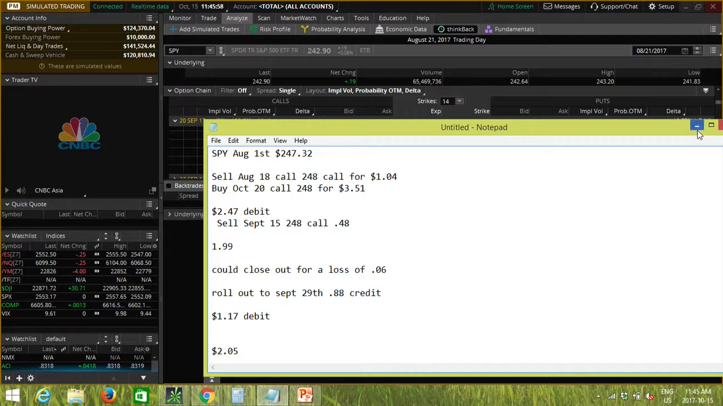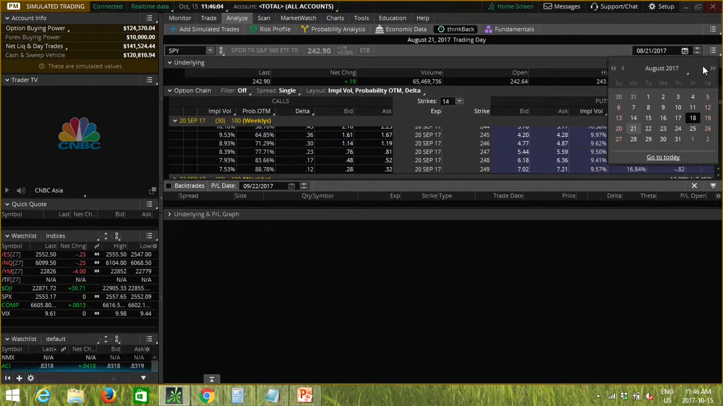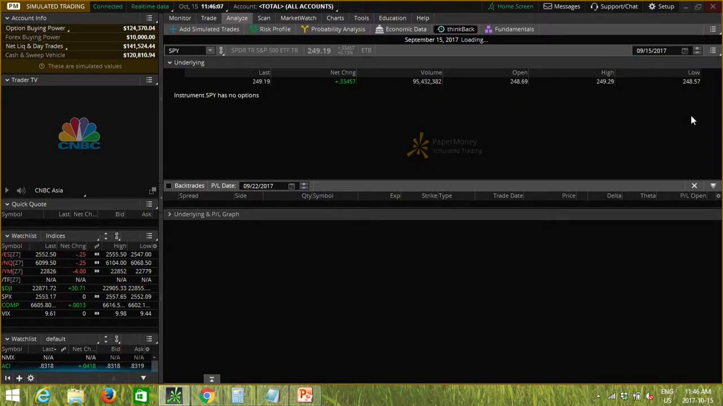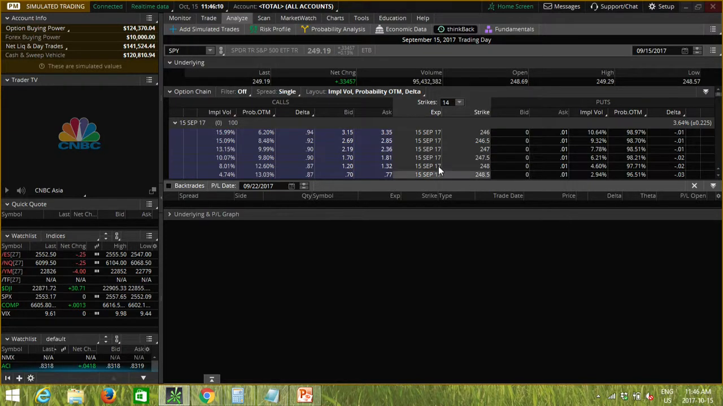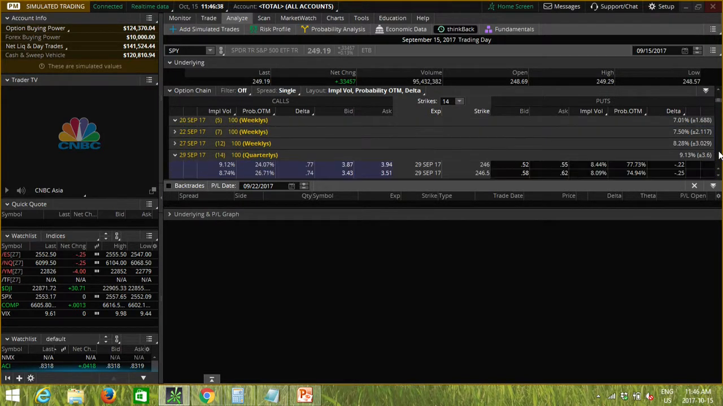All right, so let's go out to September the 15th. So SPYs have gone up, 249.19. Okay, so now we have to do something with this option. So right now it's at 120 by $1.32. So we buy it back at the 1.32, and let's see where we are with our October ones. Maybe we want to exit the position at this point.